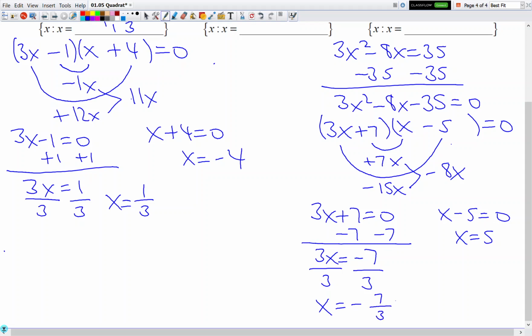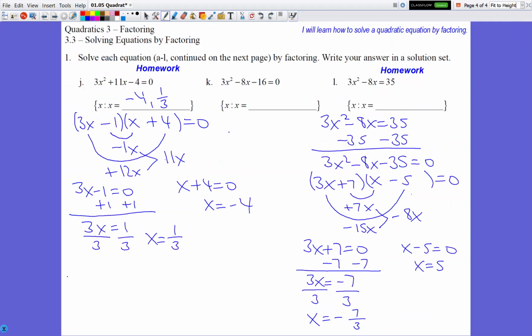Let's see, I've got to be able to write my answer up there. When I write my answer in numerical order, I'm going to have negative 7/3 first, comma 5, and there you go. This problem's all done, or this lesson's all done.